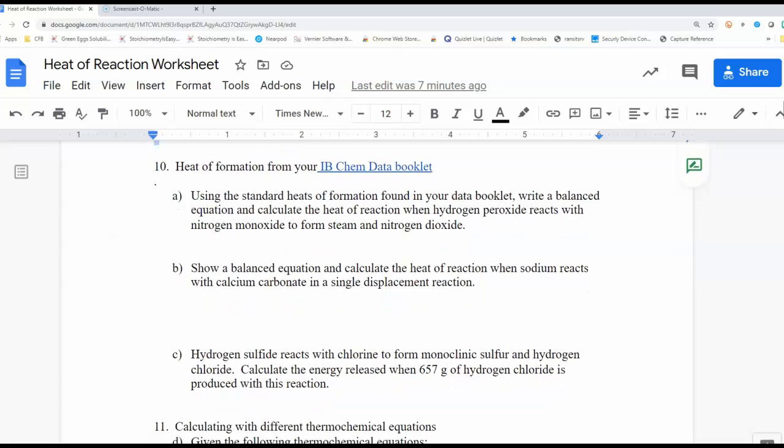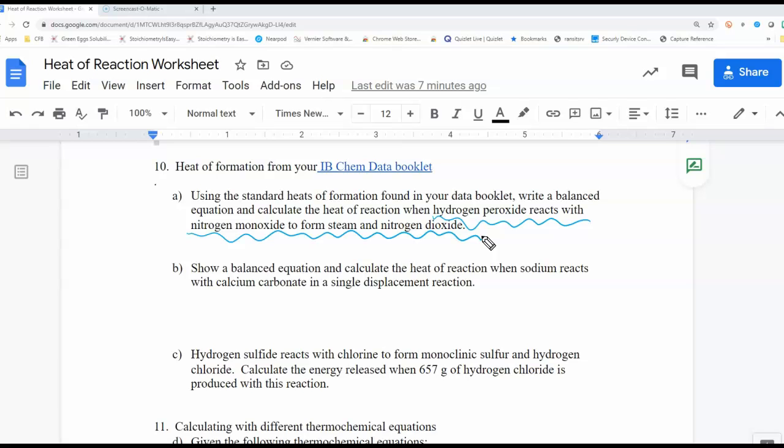Heat of formation, and you're going to be using information from your IB Chem data booklet. So it says, using the standard heats of formation found in your data booklet, write a balanced equation and calculate the heat of reaction for hydrogen peroxide reacting with nitrogen monoxide to form steam and nitrogen dioxide.